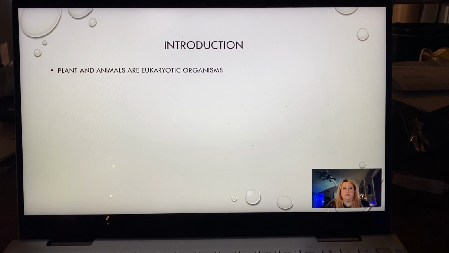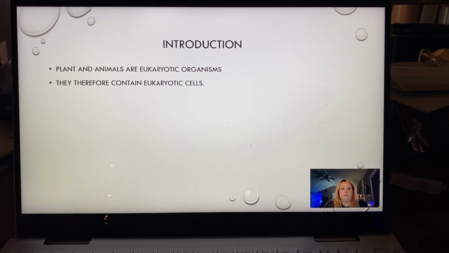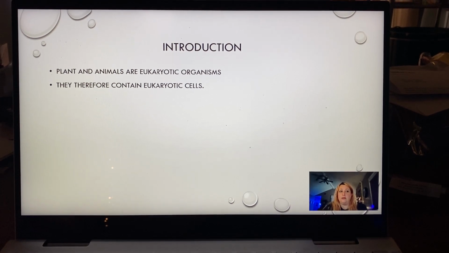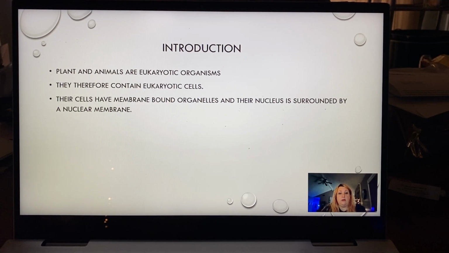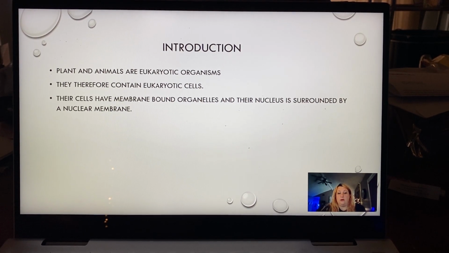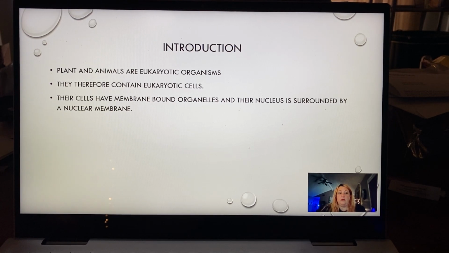So plants and animals are eukaryotic organisms. They therefore contain eukaryotic cells. Their cells have membrane-bound organelles, and their nucleus is surrounded by a nuclear membrane.